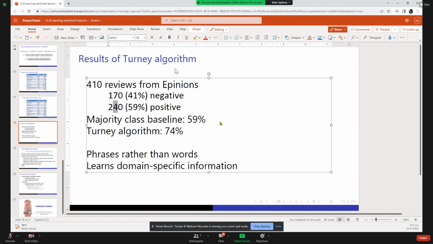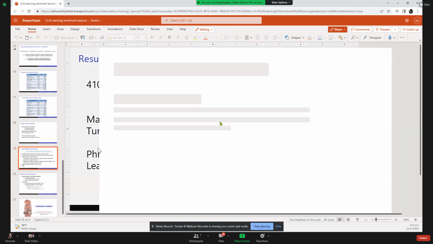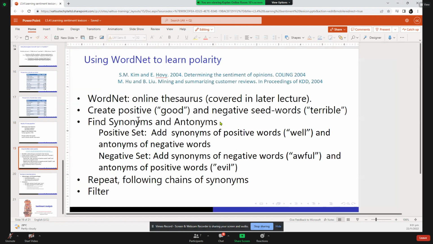So in a nutshell, the Turney algorithm is not using individual words, but it is using phrases. And this gives us some domain specific information as well. Okay.